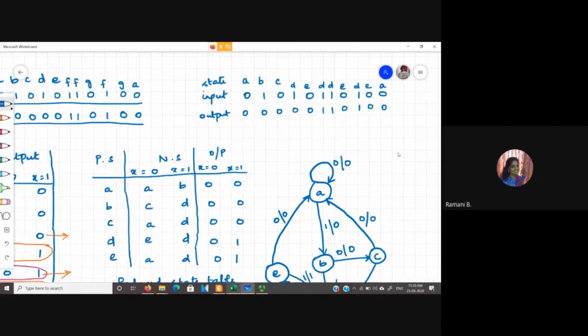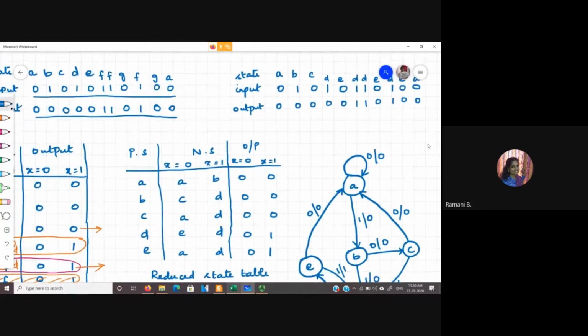So now, if you compare both of these outputs, you have the same values: the 5 zeros, 110, 100. So both state diagrams give us the same input-output relation. However, the number of states is reduced in this one.